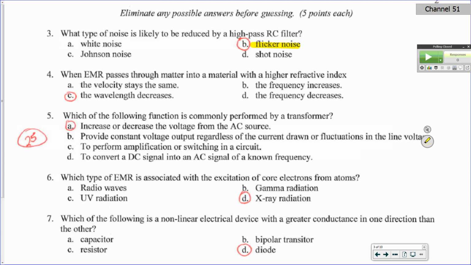All right, when electromagnetic radiation goes through matter with a high refractive index, I ask you some different things. So the velocity slows down, so it's not A. The frequency increases, the frequency decreases, or B and D. No, the frequency stays the same. What changes is the wavelength compresses, it gets shorter.